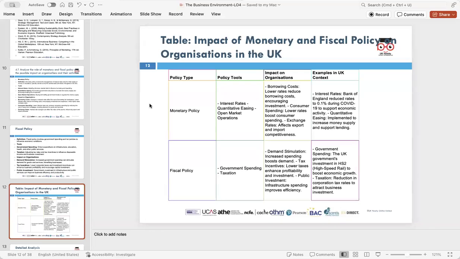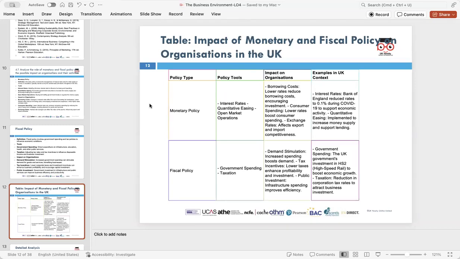Open market operations involve the buying and selling of government bonds to regulate the money supply. These operations help control inflation and stabilize the economy by influencing the amount of money in circulation.